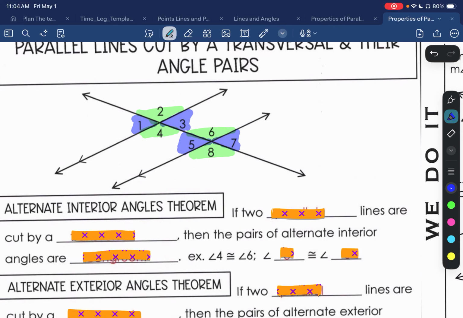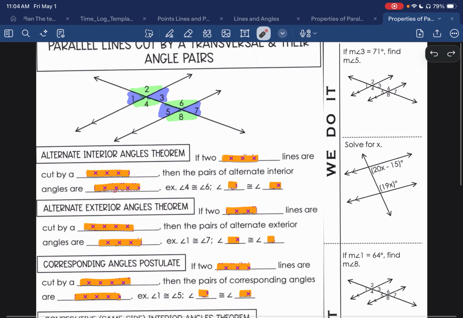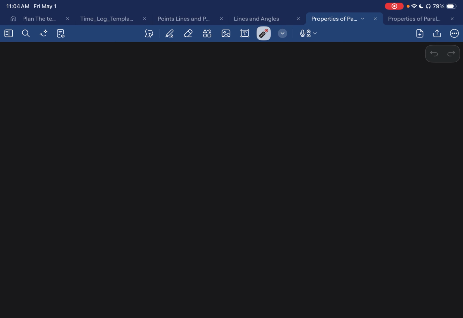All right, here's the next one. Parallel lines cut by a transversal and their angle pairs. My bad, my stuff got cut off somehow, but it's okay. We're gonna keep going. All right, so we're gonna review again what we learned. We learned lines and angles.